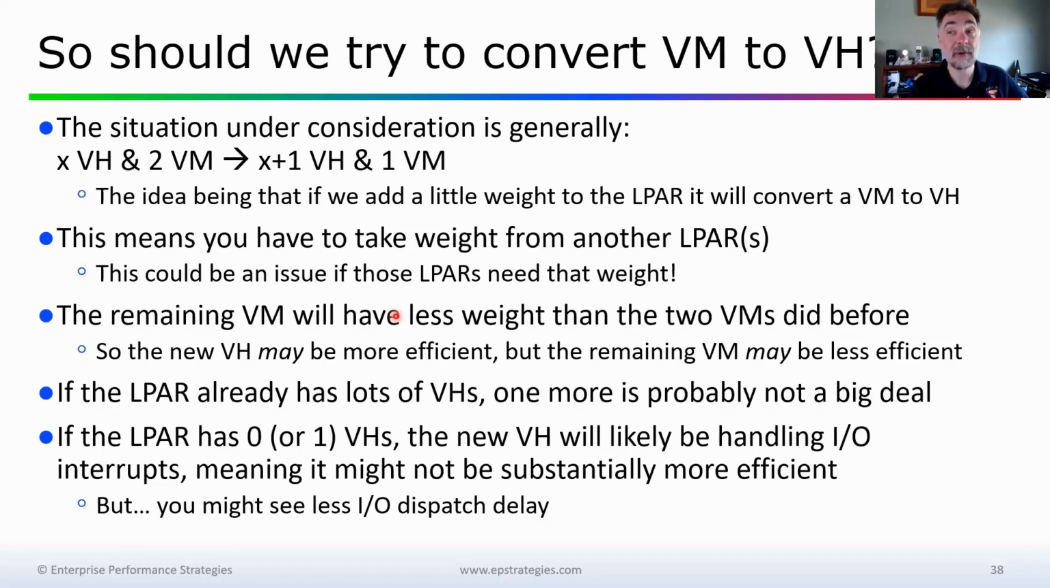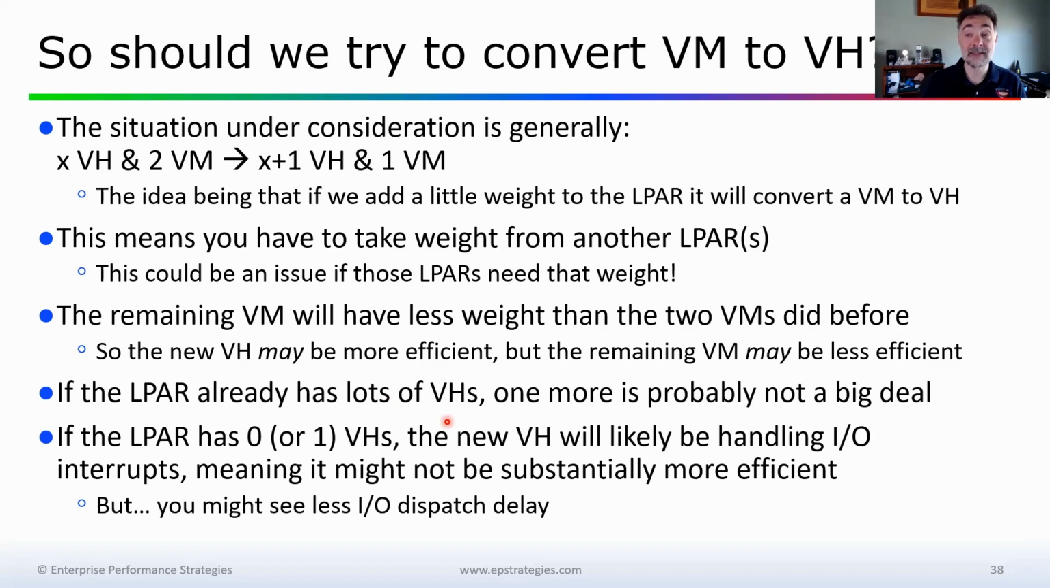This means you have to take weight from another LPAR. Certainly, if those other LPARs that you're taking the weight from need that weight to get their work done, that could have a negative impact on those other LPARs. And the remaining VM will have less weight than the two VMs did before. So the new vertical high may be more efficient, but those vertical mediums may be less efficient. Now, if the LPAR already has a lot of vertical highs, I'd say that adding one more is probably not a big deal to it.